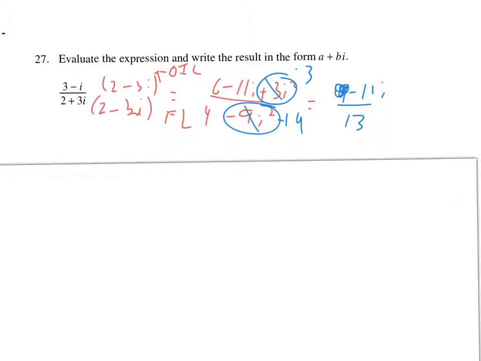Oh no, this is not 9. It's -3 there, so it'll be 3 minus 11i over 13. Technically, in the a plus bi form, we're supposed to split this up into 2 fractions, so I'll go ahead and do that.